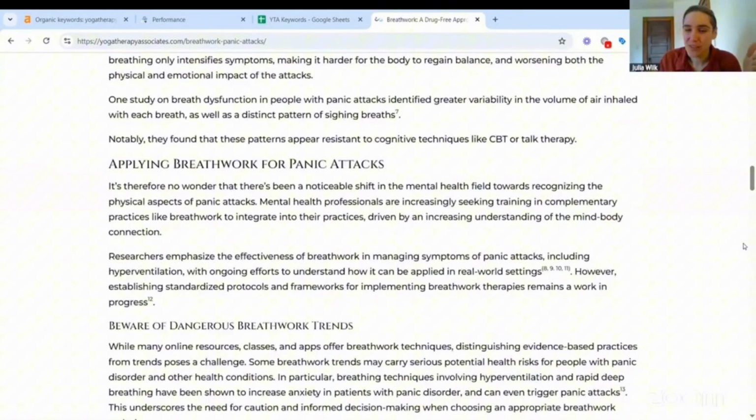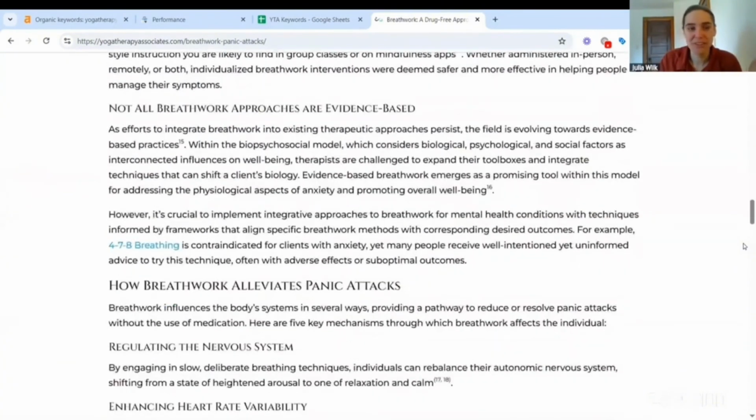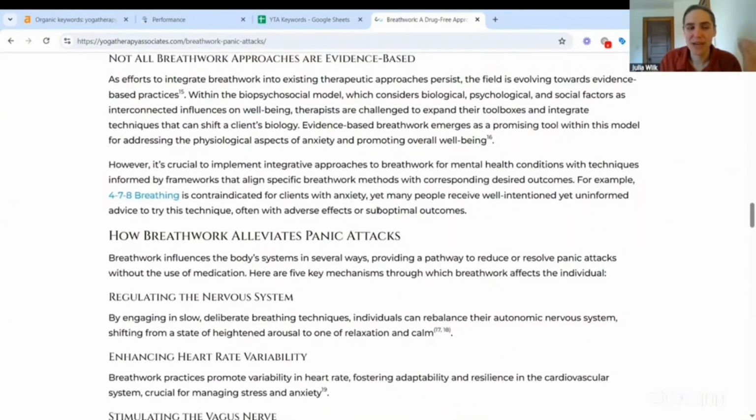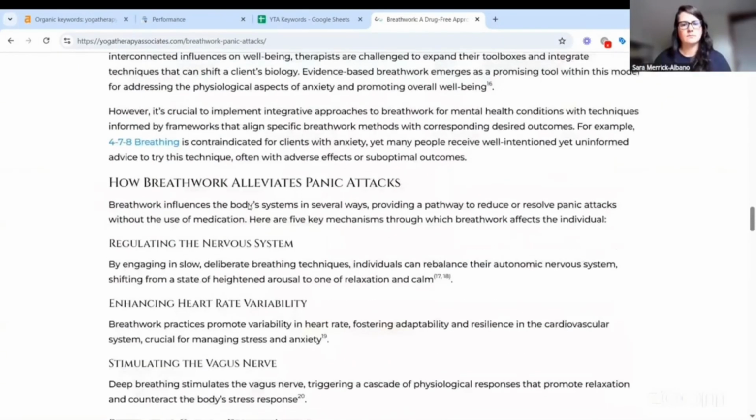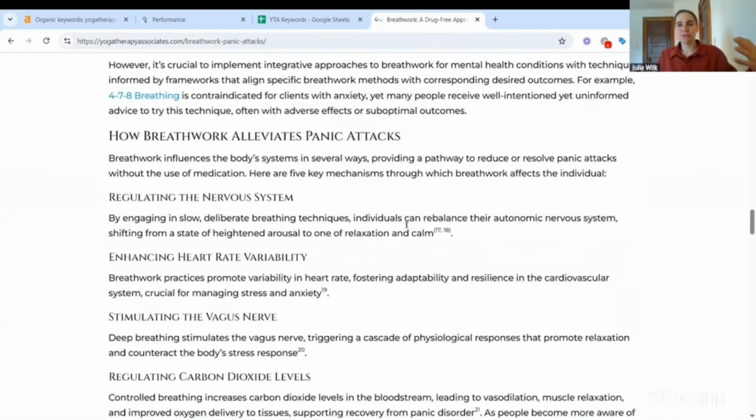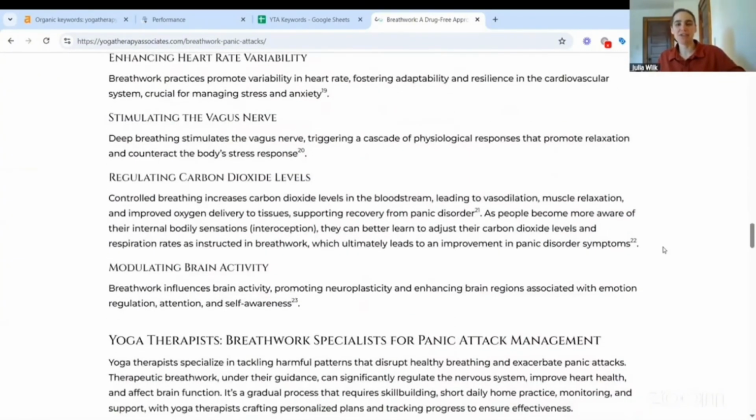So I thought this was really interesting, but I also noticed there are very few tangible examples of what it is. It's more talking about what it's not. Not all breathwork approaches are evidence-based. And you talk about something being contraindicated and you talk about all of the benefits, but it's a little bit too much teasing the information without actually providing the information.